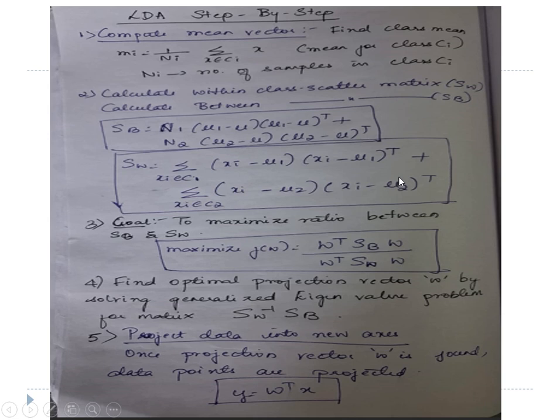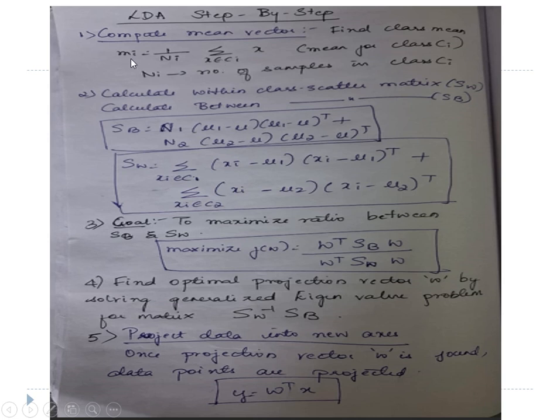Now let's see the algorithm behind LDA. Please remember this algorithm, so that it will be useful in solving the problem which will be done in the next video. The first step in LDA is to compute the mean vector. If I have two classes, let's say C1 and C2, I have to find the mean for both the classes. The mean formula is the same: you sum up the data points and divide by the number of data points.